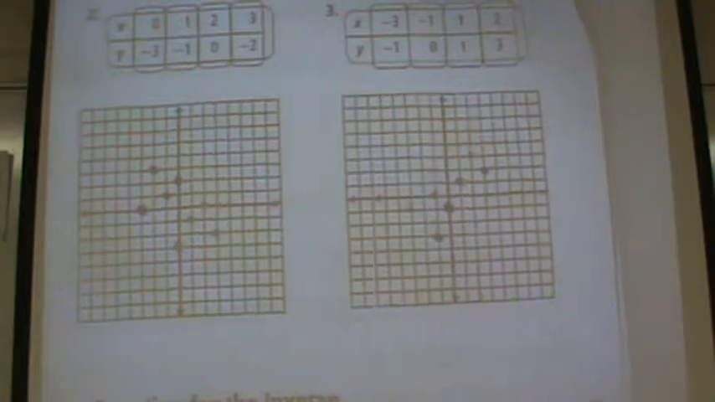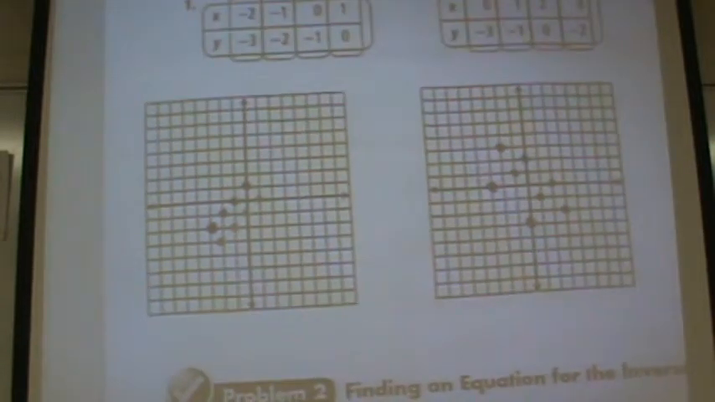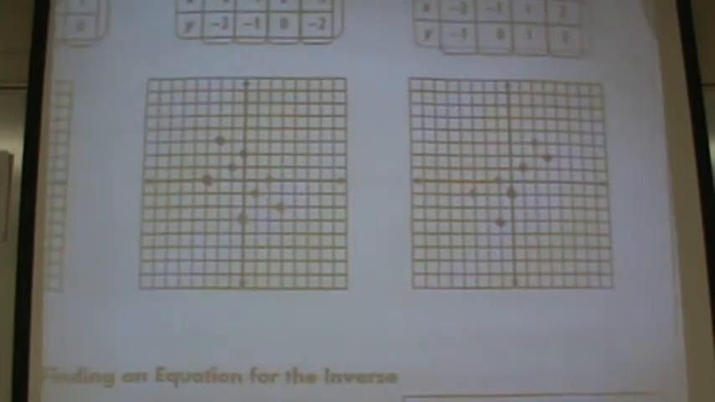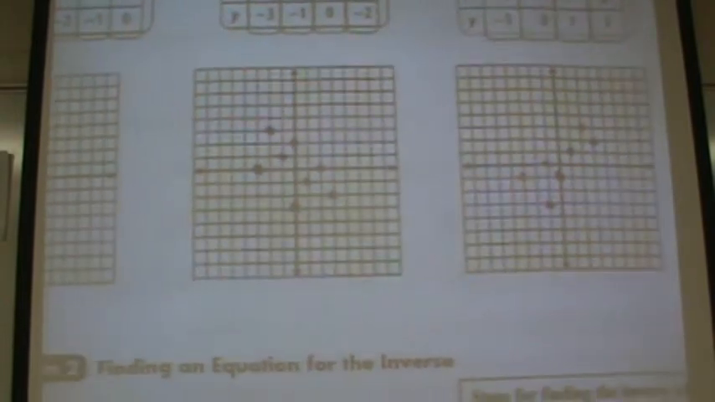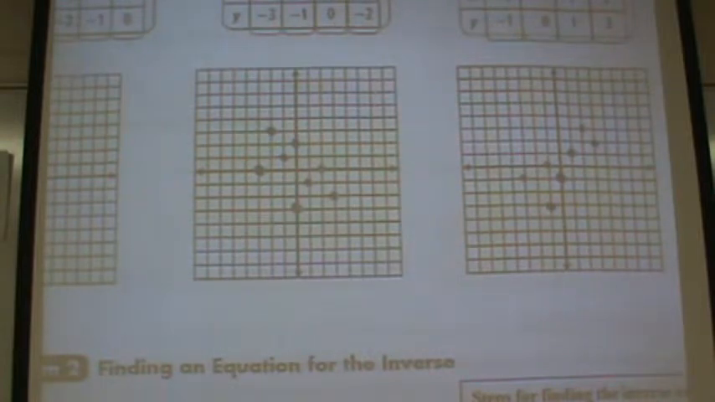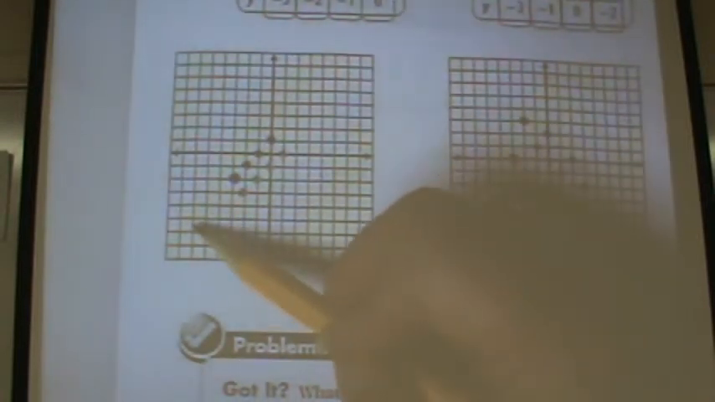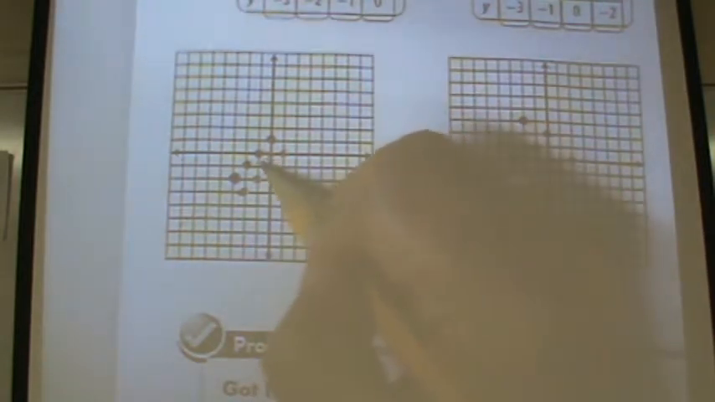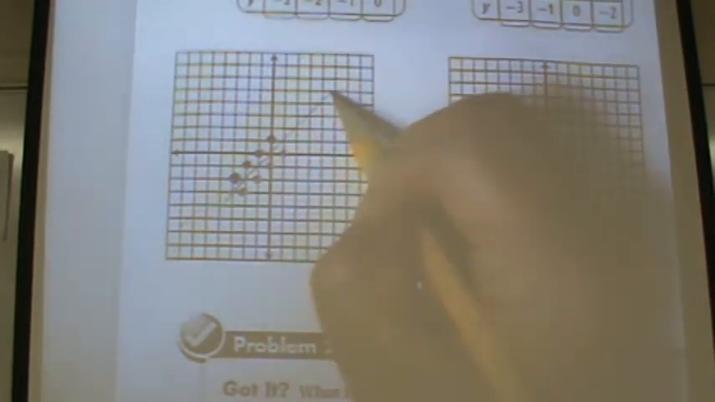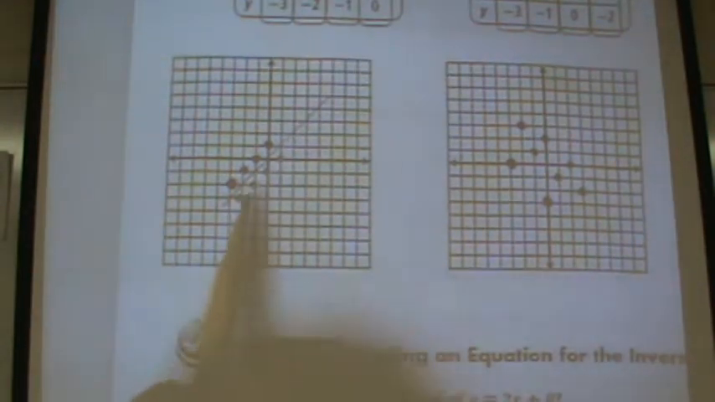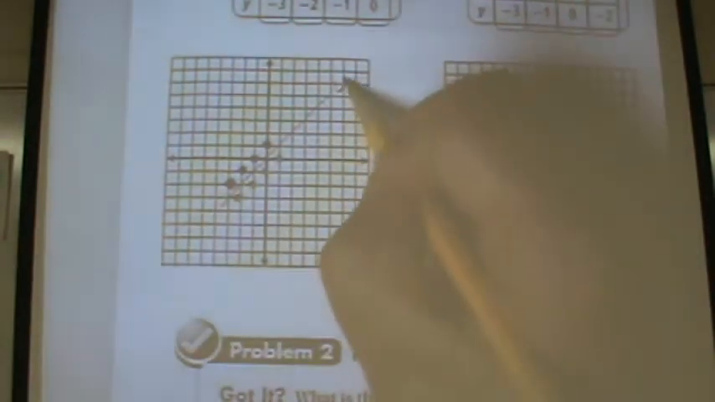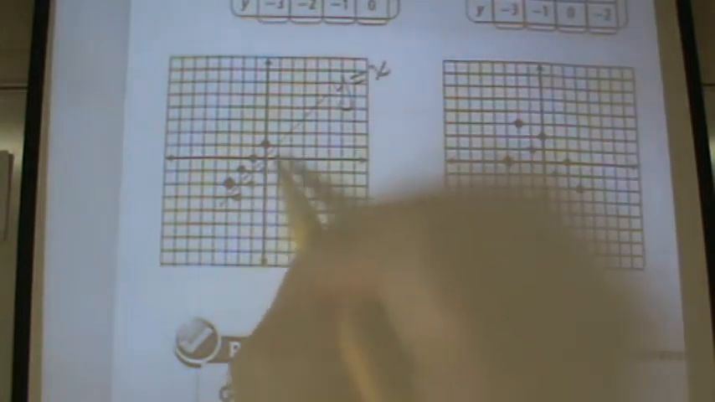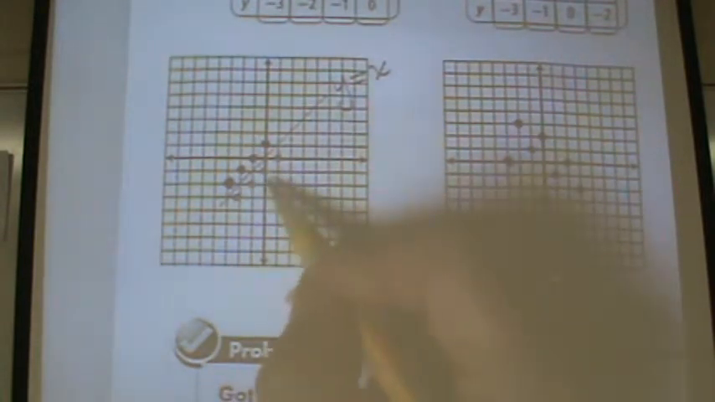Now, does anyone see anything happening? See if you could guess what is going on with these inverses. Flipped, kind of. It's a reflection over the line y equals x. If you were to take this graph right here and flip it over the line, this is the line y equals x. This is a reflection of these points. These blue dots are a reflection of that.